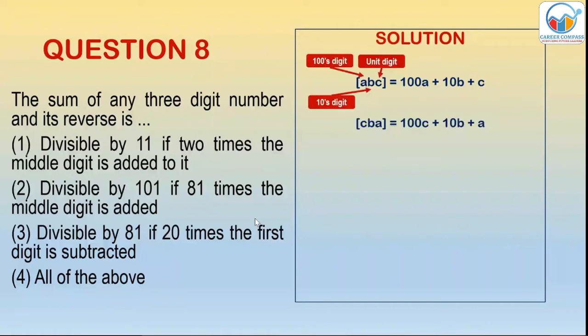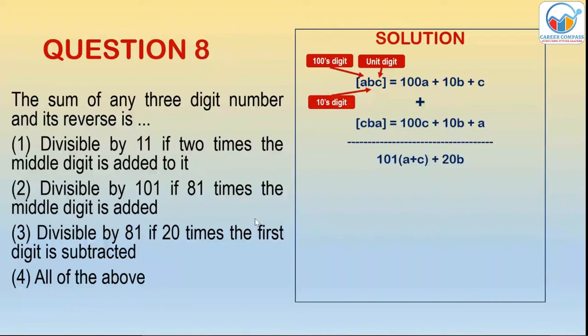Now here they're talking about the sum of these two. When I look at the sum of these two numbers, on the right hand side, I get 101 times (A plus C) plus 20 times B. Now with that, we are supposed to add something or subtract something maybe. So then we need to check according to the options.